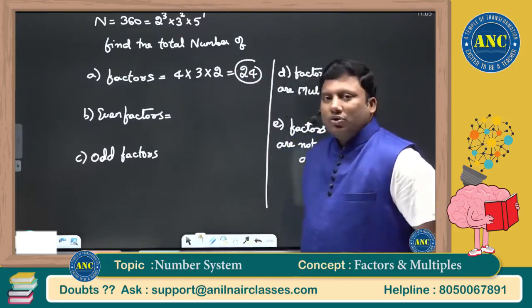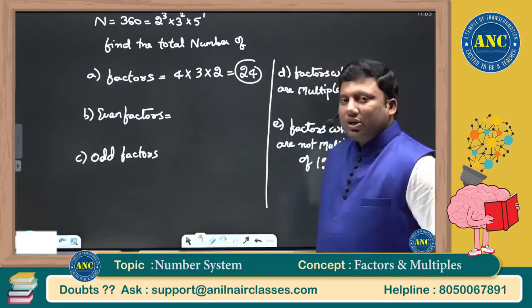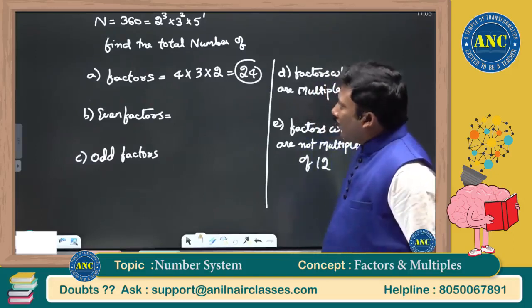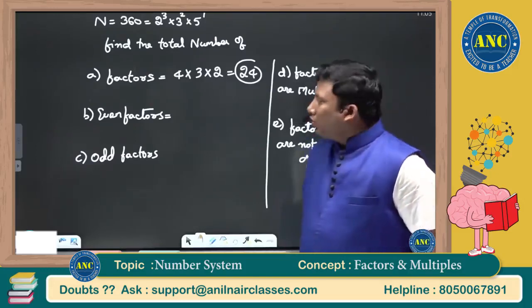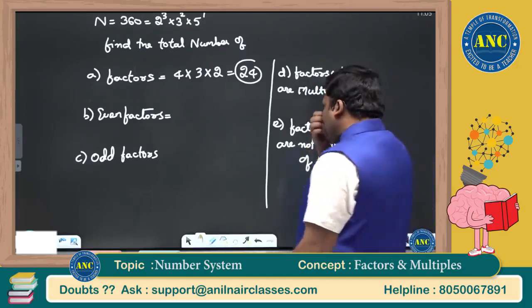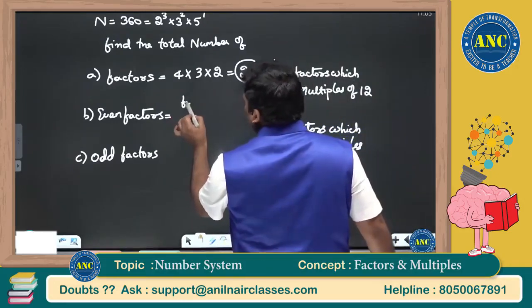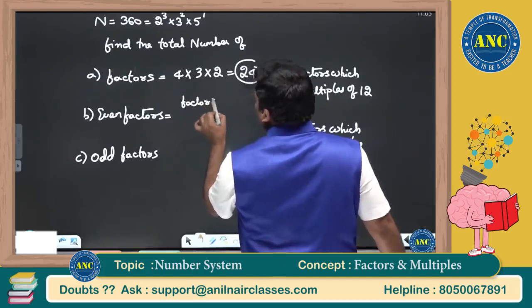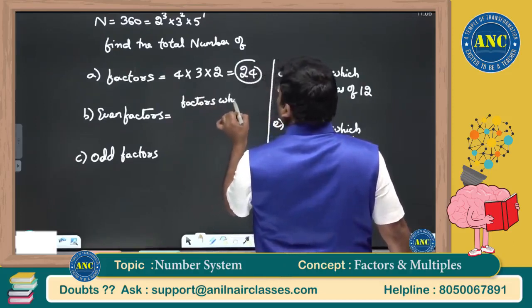Find, n is equivalent to 360, 2 cube into 3 square into 5 power 1. Factors: 0 to 3, 4, 0 to 2, 3, 0 to 1, 2. Even factors. When I say even factors, in simple language, it means factors which are multiples of 2.